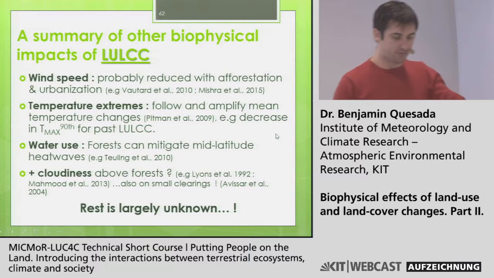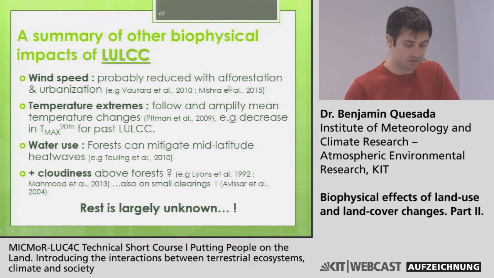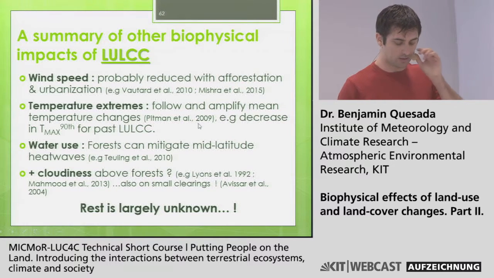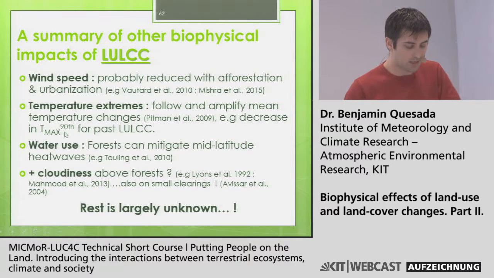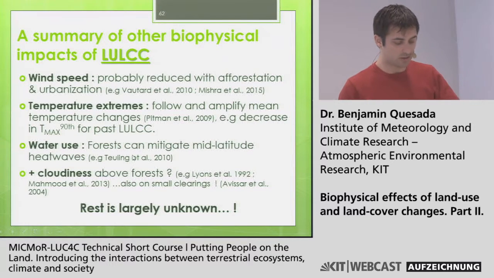So, a small summary of other biophysical impacts of land use and land cover changes. Wind speed: we saw that it's probably reduced with afforestation and urbanization. So you have also recent studies on this. It's largely unknown in general. It seems to have a higher signal for temperature extremes. For example, Pitman et al. claimed that there is a significant decrease in the highest percentile of Tmax, so in heat waves, due to the historical land use and land cover change. Teuling and other authors say that the forest can mitigate the mid-latitude heat waves because of more water conservation.